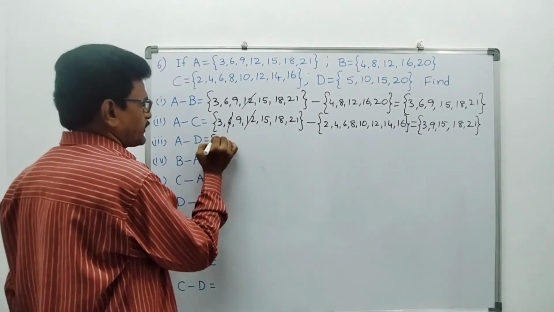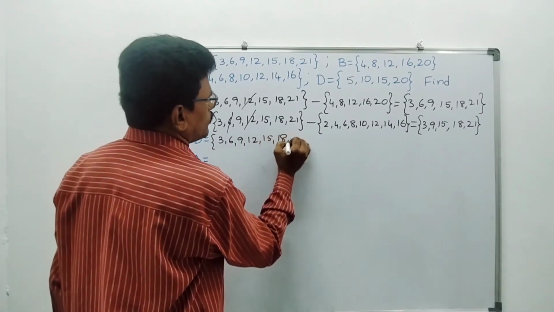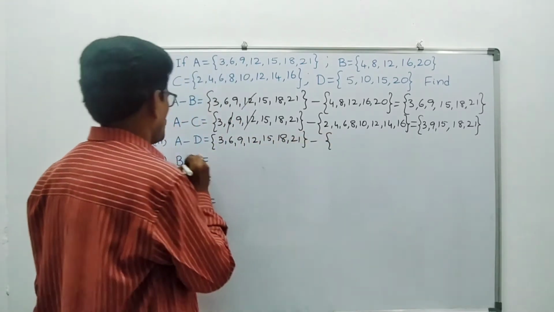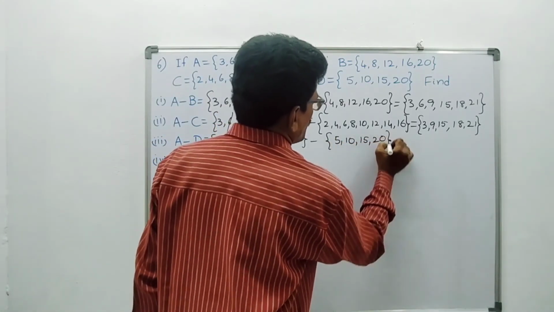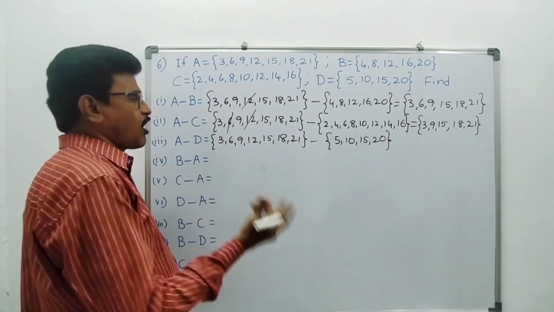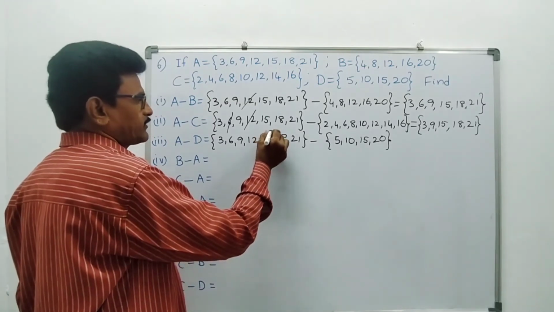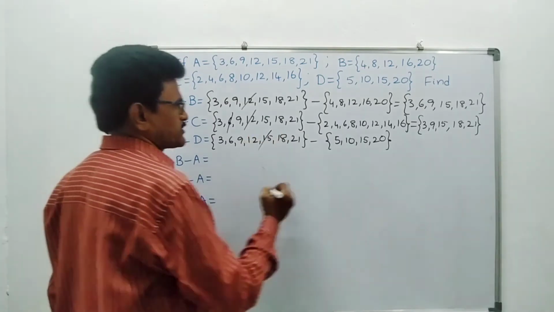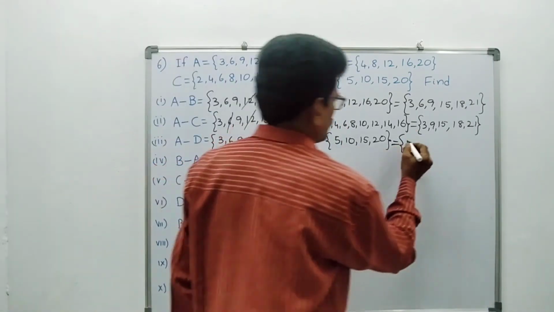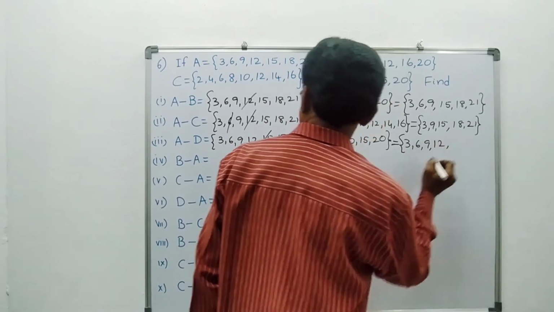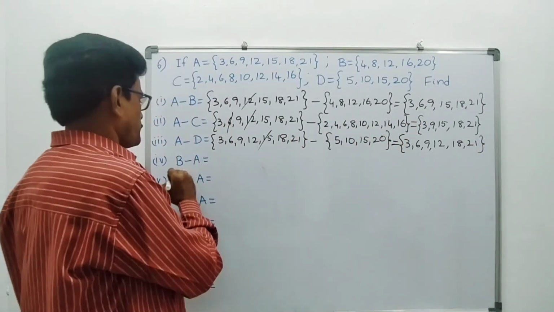Now A minus D. Write down first A: 3, 6, 9, 12, 15, 18, 21, minus. Now what is set D? 5, 10, 15, 20. We have to cut these elements in this set, that means common elements. Which is common here? Here 15 is there. Okay. Now remaining elements: only 15 is the common element in these two sets. So 3, 6, 9, 12, 18, 21. Right.